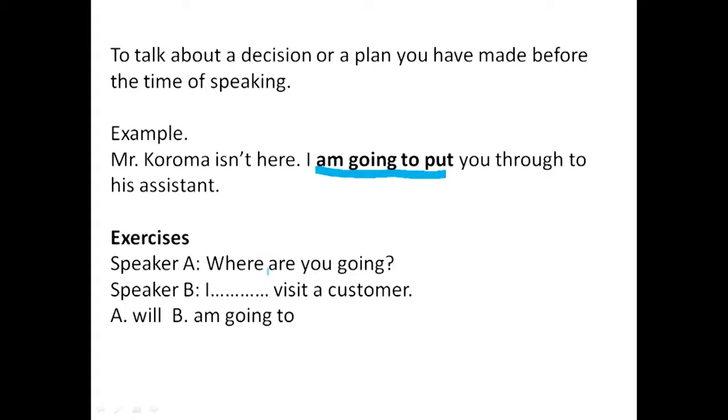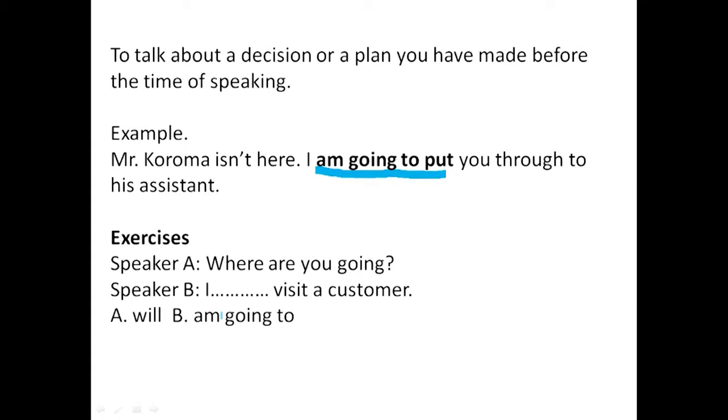So let's now try to put our understanding into perspective, whether we have understood the issue dealing with going to and the will. So see here, Speaker A: Where are you going? Speaker B: I'm going to visit a customer. So look at the circumstance. Speaker B has had this plan in mind, that I have to go to visit the customer.